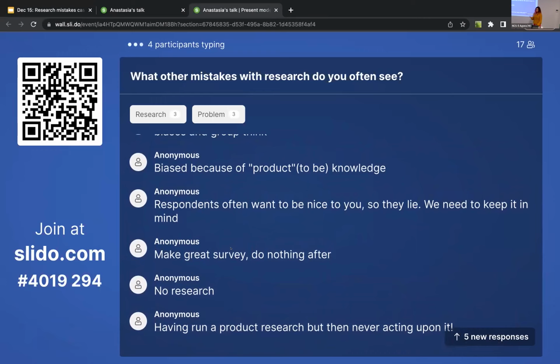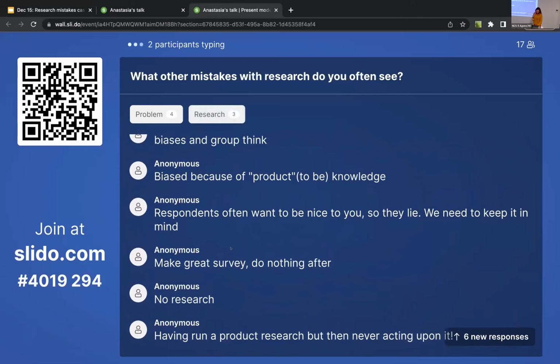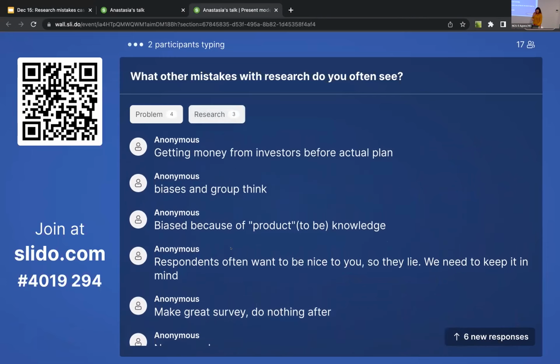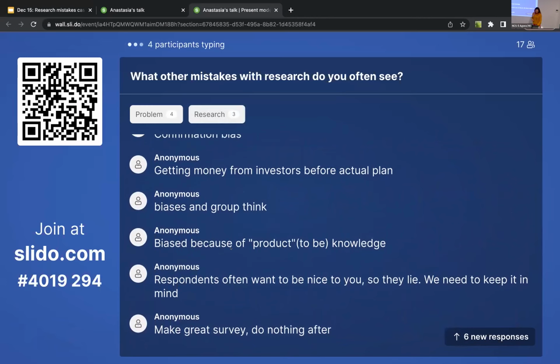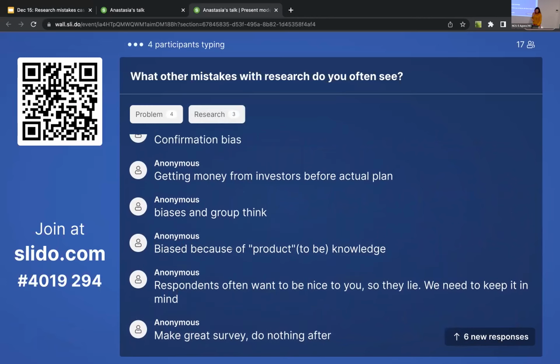No research. Yeah, I think this is like the elephant in the room. Cool. Didn't think about it. No research is a very good research mistake. Make great survey, do nothing after. Yes. Respondents often want to be nice to you, so they lie. We need to keep it in mind.